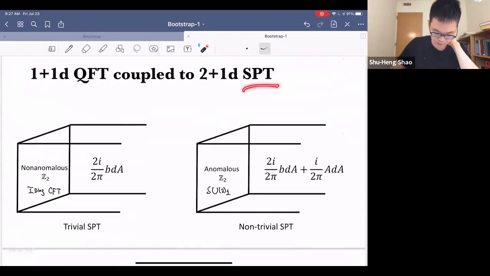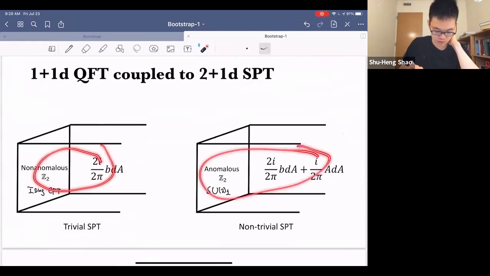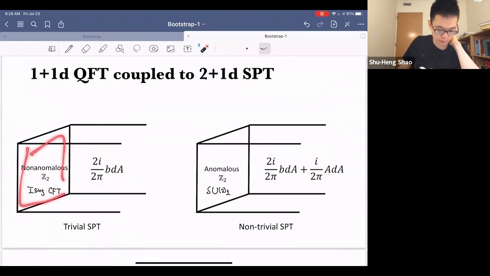So this is just SPT. And next, we can promote the background gauge field A to be dynamical. In other words, we can gauge this Z2. For this one, you don't need the bulk to gauge because it's non-anomalous. For this one, you cannot gauge it in 1+1D because by definition it's anomalous.